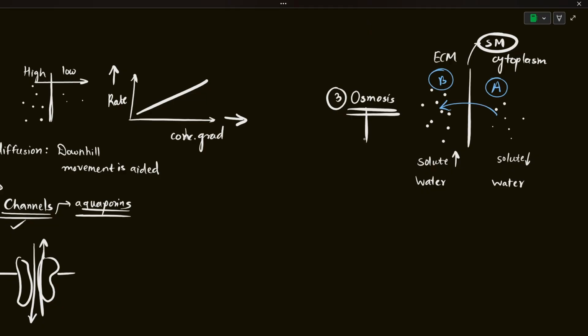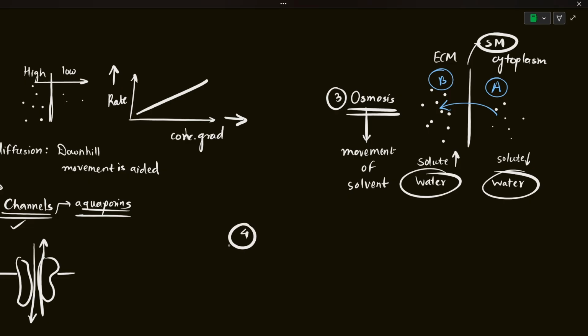So osmosis is movement of solvent molecules. The solvent could be water in this case, or some non-polar solvent. Okay, so unlike diffusion, osmosis is movement of solvent molecules. Diffusion is movement of solute molecules. So please remember this important point.